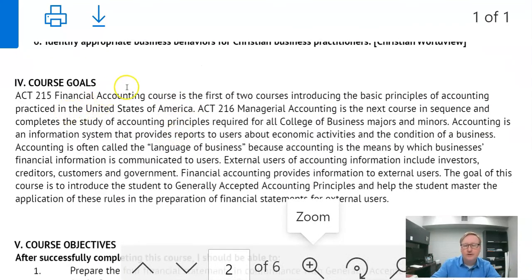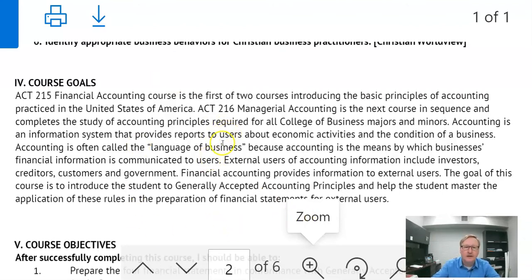But these are the course goals. Your course goals are what we're really interested in right here. You'll see that in accounting, you're going to have two classes: financial accounting and managerial accounting. They go together, but they're very different courses, by the way, even though it's one book, one program, financial and then managerial. I'll explain some more of that as we go.